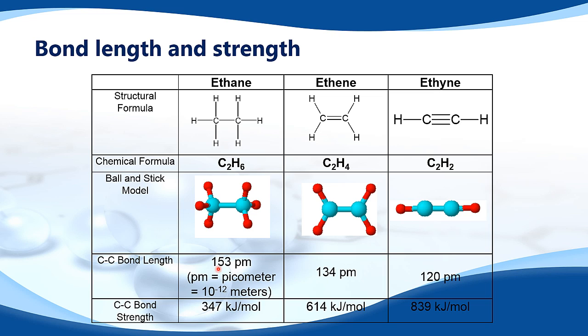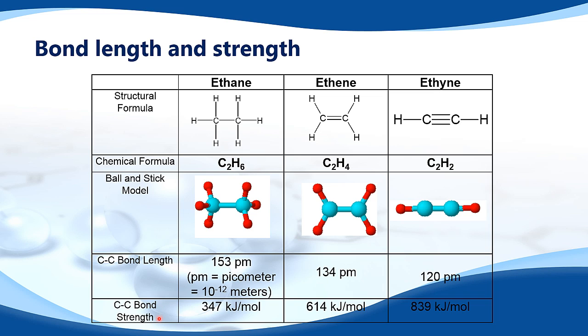As you can see, we go from single to double to triple. The bond length between the 2 carbon atoms goes from 153 to 134 to 120 picometers. So that shows that single bonds are the longest, double bonds are shorter, and triple bonds are the shortest.